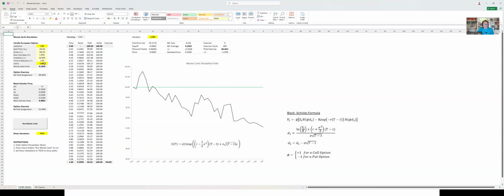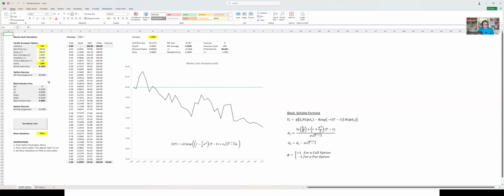So finding various reduction techniques, finding ways of making the price converge faster is really important. That's a discussion for another topic, but I do want to show you how it works. And that's here. And you can see the probability of assignment or option exercises here as well.